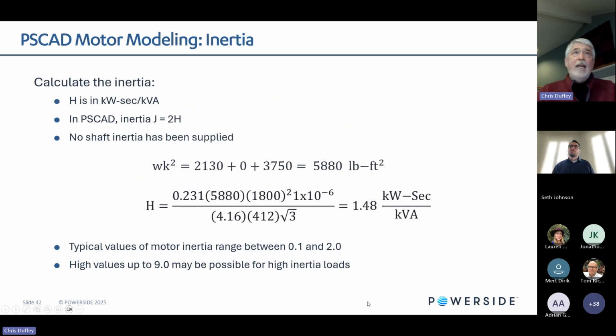Okay, calculate the inertia. Again, this is showing you how we take that equation. Just note in PSCAD, they want 2H instead of H, so J is equal to 2H, you just have to double it. Typical values range between 0.1 and 2 for H for most motors, unless they're a special high inertia application, like a shredder or a ball mill or something. You may find yourself getting inertia values all the way up to 7 to 9. I've seen them that high.